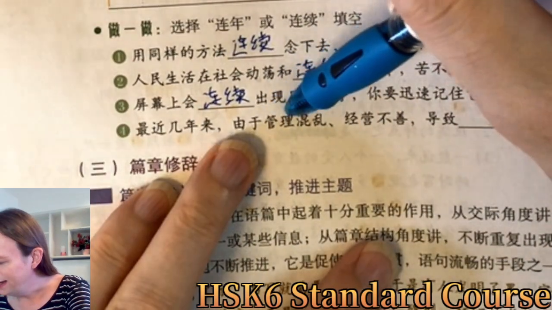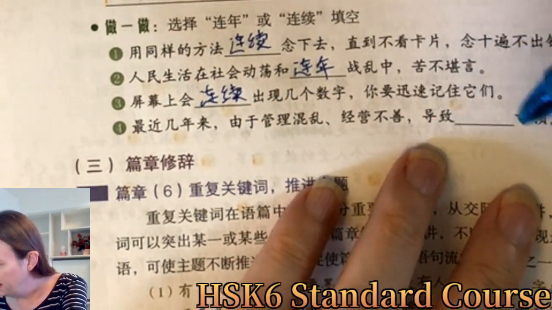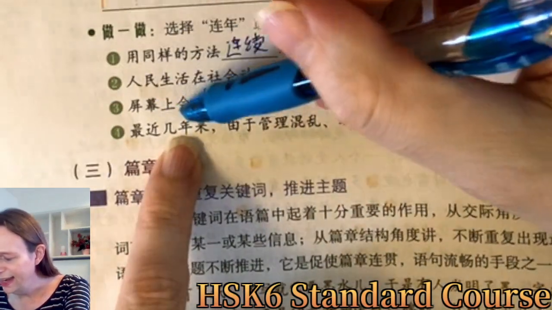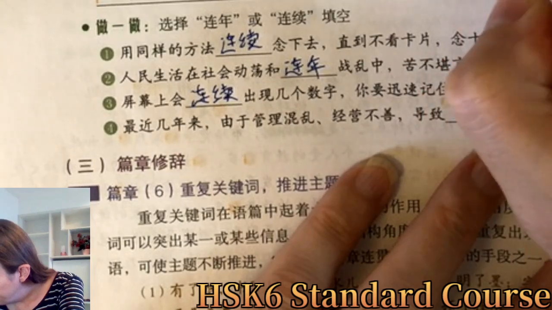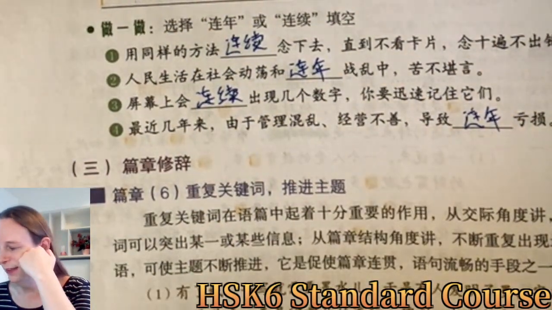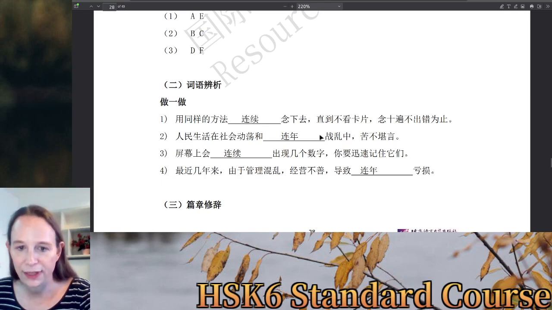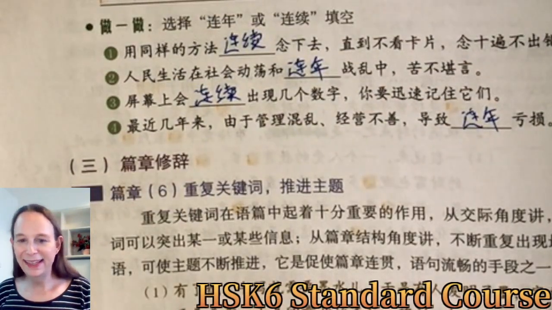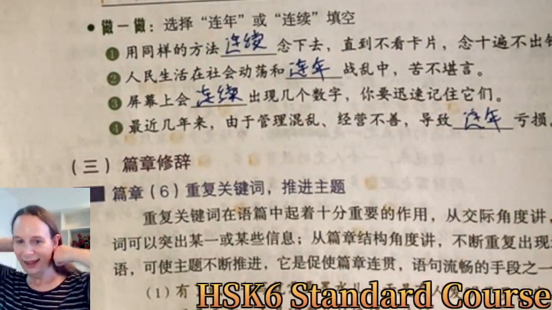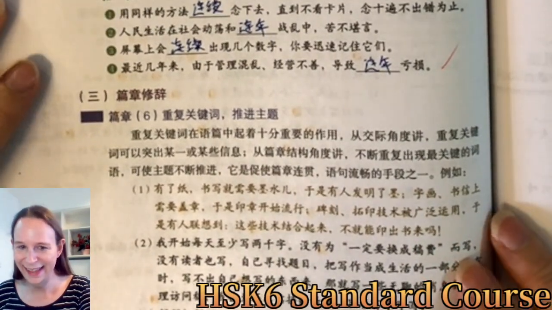最近几年来, 由于管理混乱, 经营不善, 导致连年亏损. So, 几年来, we're talking about years. So, 导致连年. So, they're the correct answers, right? Let's go check the answers. 连续, 连年, 连续, 连年, yeah. I don't know, I feel like that is not really a relevant exercise. This is more the kind of level we're talking about at late HSK6 level.